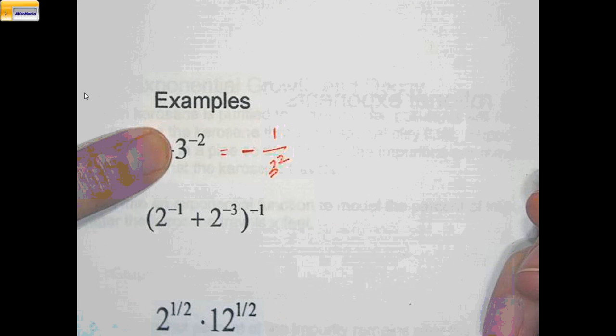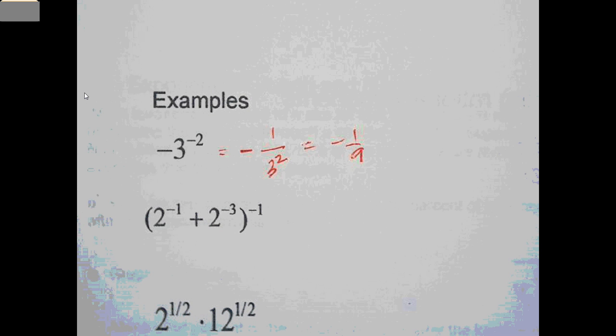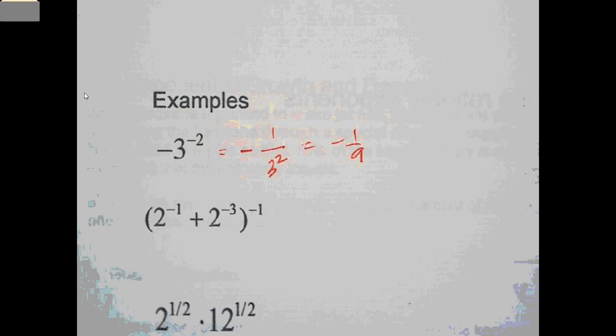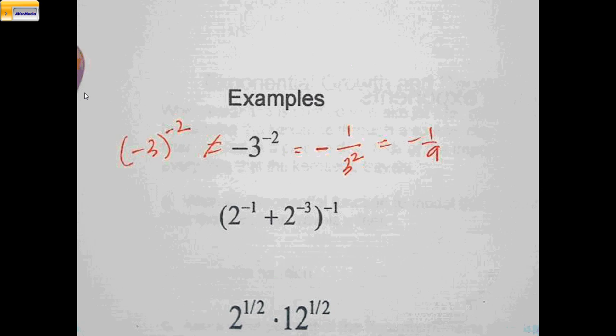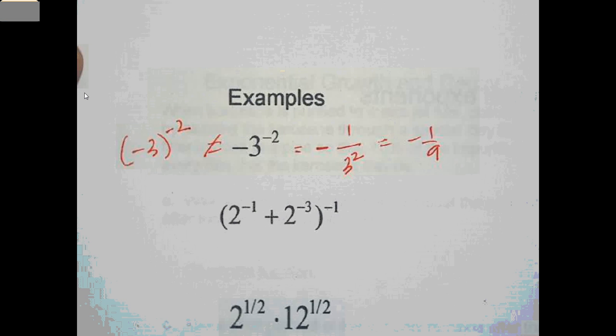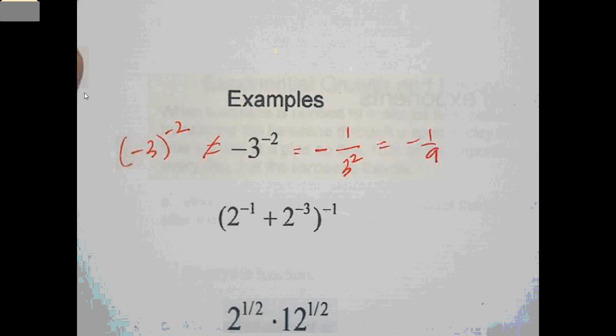So this is the opposite of 3 to the -2. 3 to the -2, isn't that 1 over 3 to the +2? Yes? And so the answer would be -1/9. Does everybody see how I got that? So be careful. This right here does not equal that. Does everybody see the difference? Those are two different things. Okay, let's look at the next one.